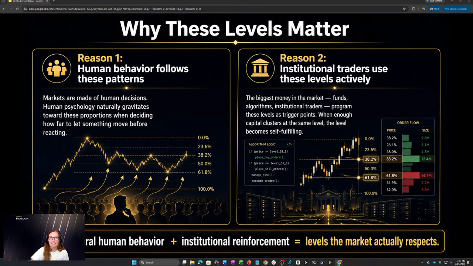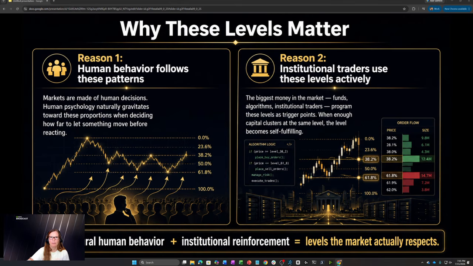And the psychology of those decisions, how far people allow a move to retrace before they step back in, or how far they let a move extend before they take profits, naturally gravitates towards these Fibonacci proportions. When a market moves from point A to point B, traders instinctively react at roughly 1/4 of the move, 1/3 of the move, 1/2, 2/3, those proportions.